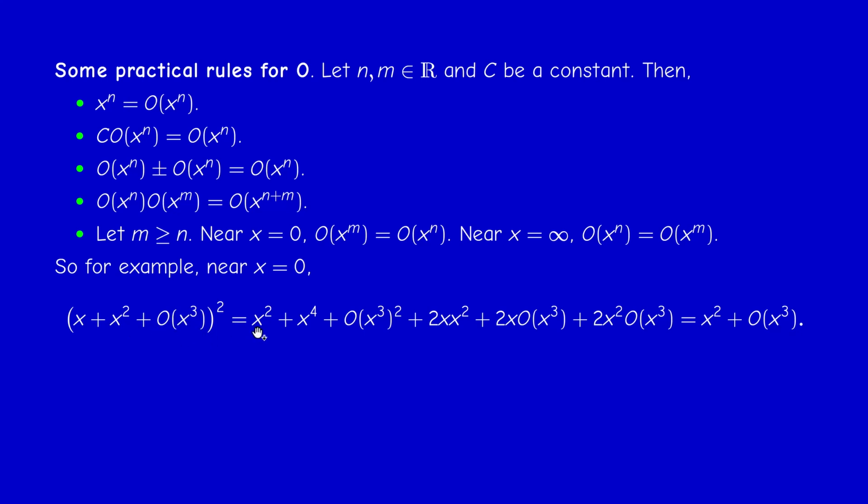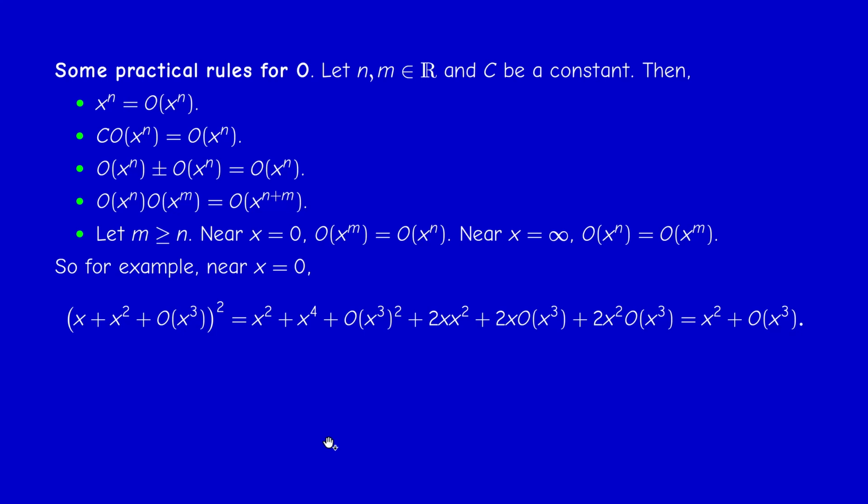So when I do the computation, I get x squared plus x4 plus big O of x cubed squared, which is big O of x6, plus twice x squared times x, which is x cubed, x big O of x cubed, and x squared big O of x. There's a 2, but it's not a big deal. Now, this is big O of x6, this is x3, this is big O of x4, and this is big O of x5. So all these terms are big O of x cubed, and I can write x squared plus big O of x cubed.